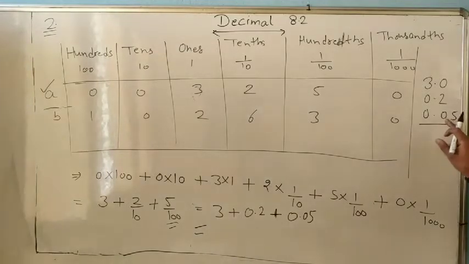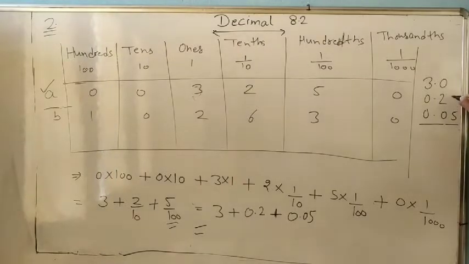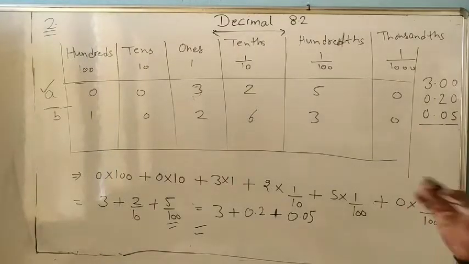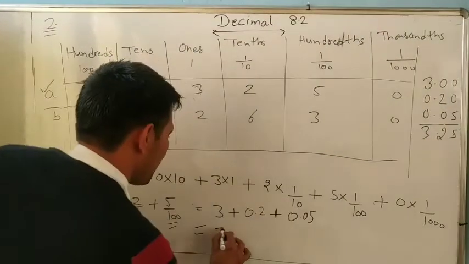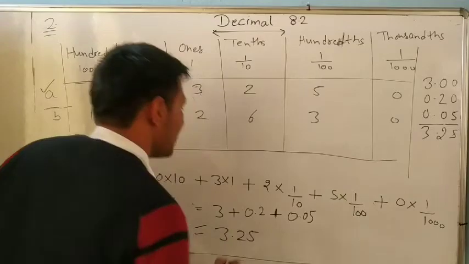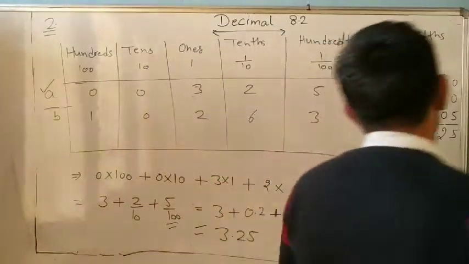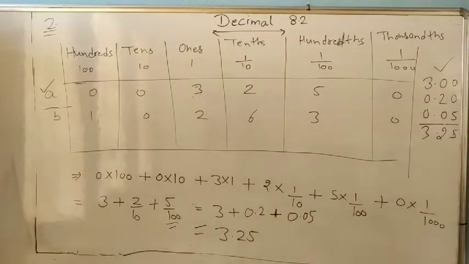How will we add? Again we know here is the 2. After the decimal, how many digits? 2. So here also you can add 0 and 0. The answer will not change if we add 0 at the end. So 5 plus 0 is 5, 2 plus 0 is 2, now 3. So what is the answer? 3.25. And if you know, you can add directly also. Otherwise you can add like this method.